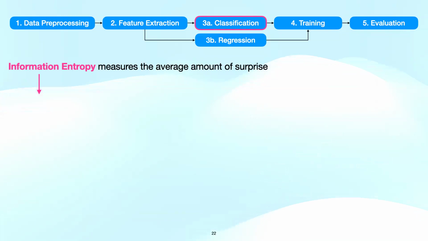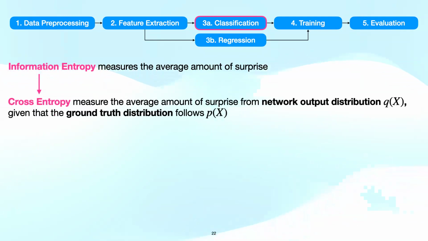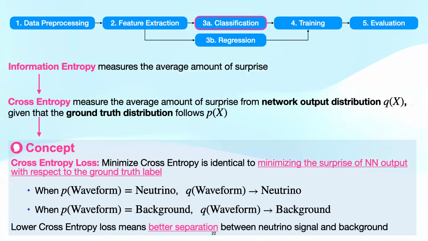So I told you information theory, information entropy measures the average amount of surprisal that we have in our data. Cross entropy measures the average amount of surprise from your neural network output distribution Q(x), given that the ground truth distribution follows some kind of distribution T(x), and we get our ground truth distribution from the label, right? So we have this label. So basically, when we define our cross entropy loss, we are minimizing the cross entropy.